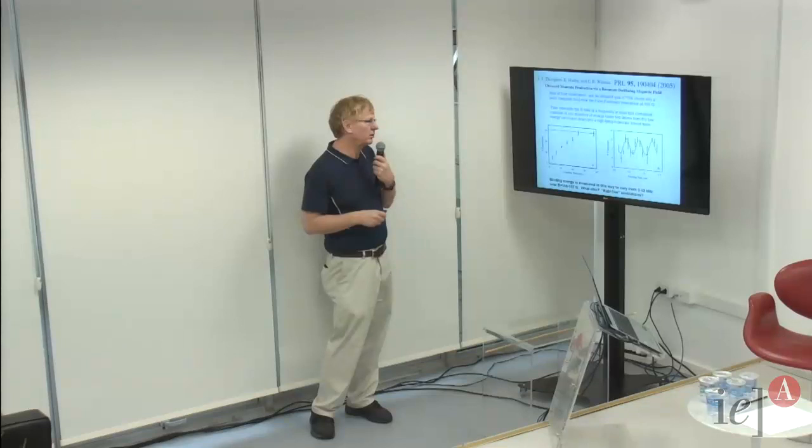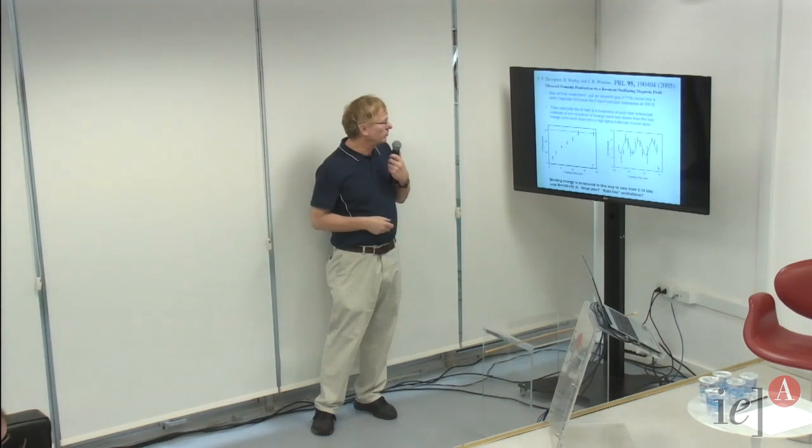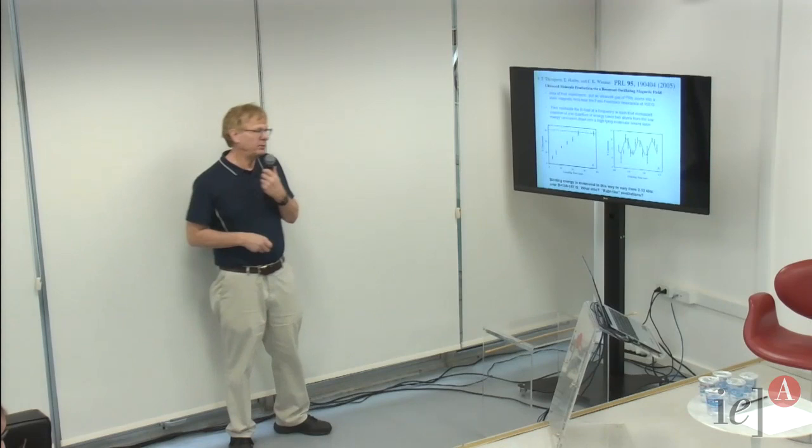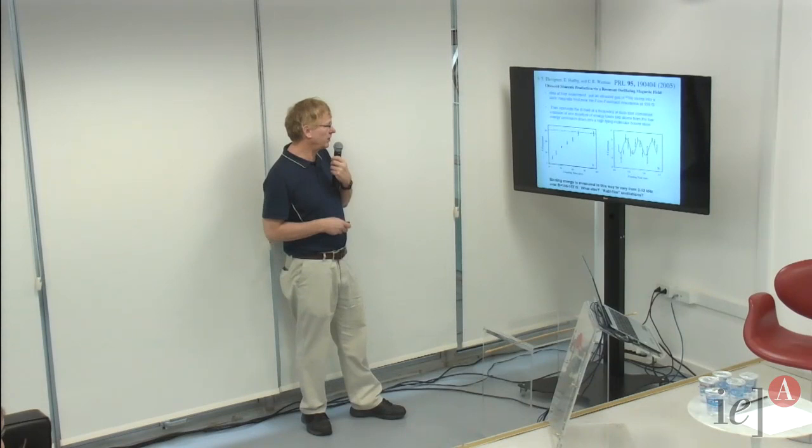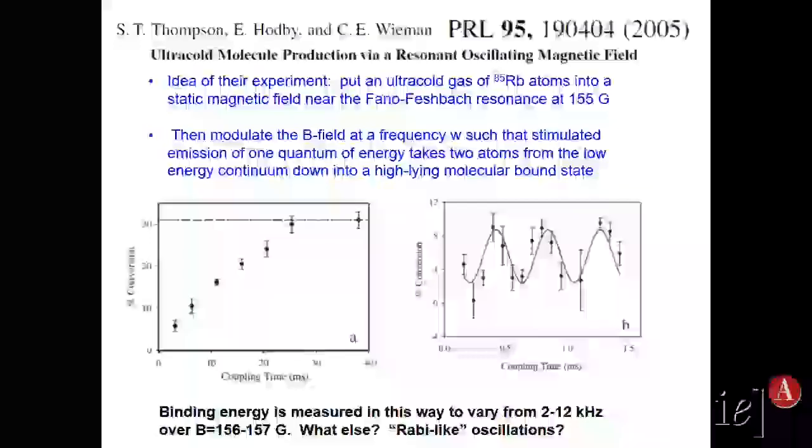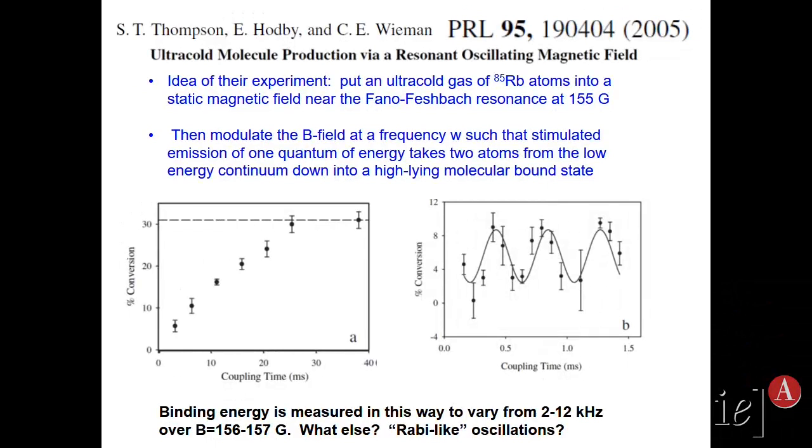There was this experiment by the Wieman group in 2005 that has intrigued me for a long time, partly because it has puzzled me for a long time, some of the details of the experiment. But basically, they take a gas of rubidium-85 atoms near the famous Feshbach resonance at 155 Gauss, and do this modulation. This is a region where the scattering length is positive, and so there is a highly excited dimer bound state, a universal bound dimer. And then they can modulate this field for a certain time, and you see as a function of coupling time, more and more atoms get converted, and then they claim they can see up to 30% conversion of the atom cloud into molecules.